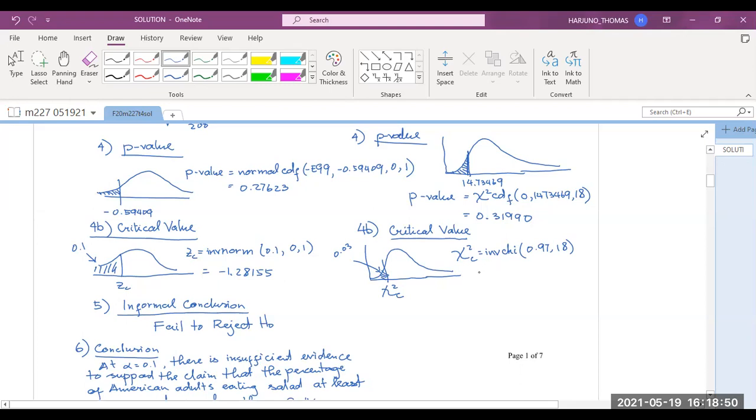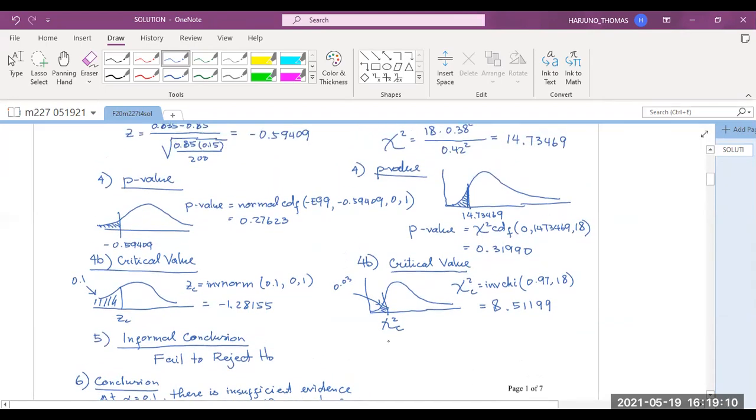So chi-squared critical is, oh, it takes forever with my calculator. I get 8.511985. Where's my test statistic? Oh, 14. So you see my test statistic is to the right of that. It's not in the tail. Okay, so again, we confirm that the informal conclusion will be fail to reject null hypothesis.